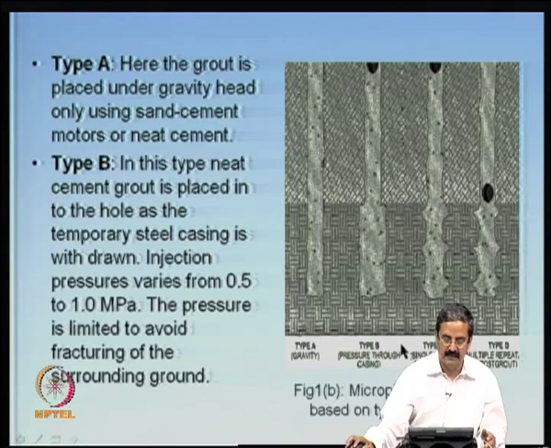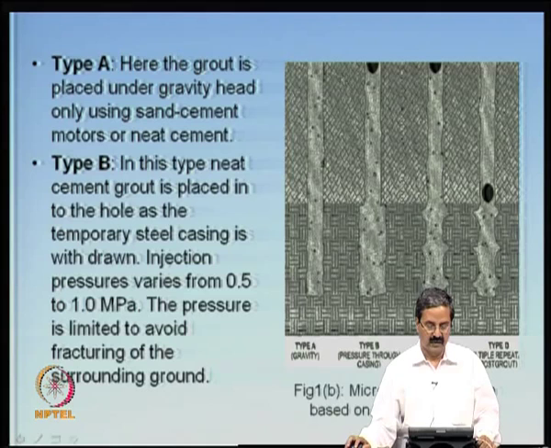What we are trying to do here is create these columns of grout. Here the grout is called type A. It is placed under gravity head only, using sand cement mortars or neat cement. Type B is a type where we have some sort of pressure. We try to remove the casing also and then apply some pressure, so that the pressure is controlled and does not break the existing rock.